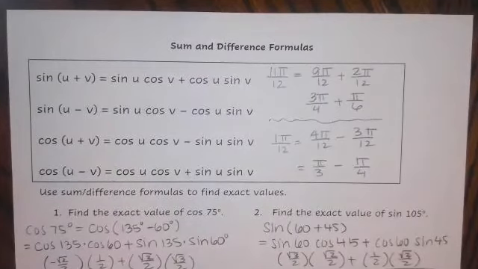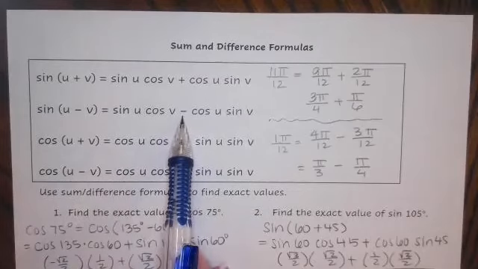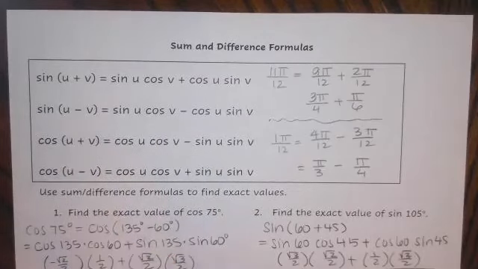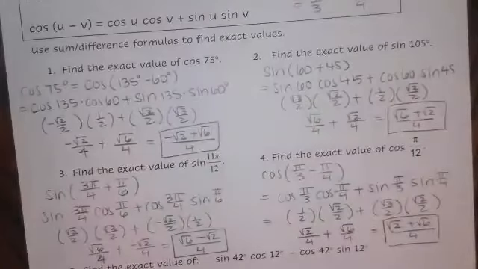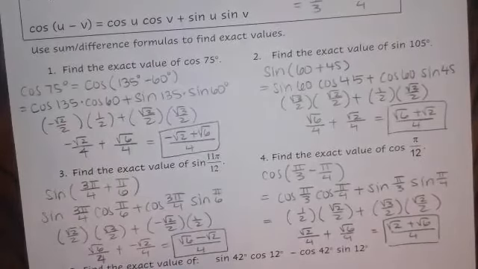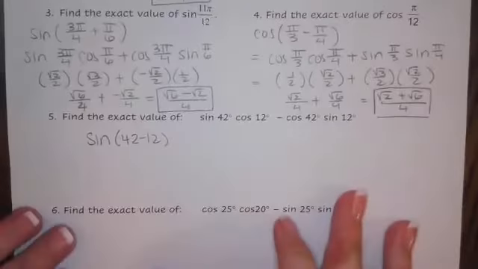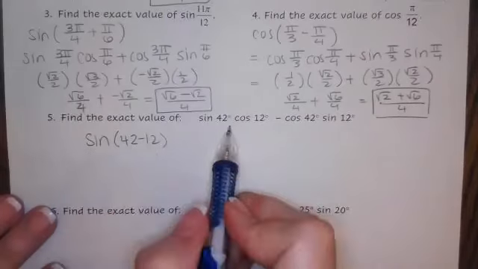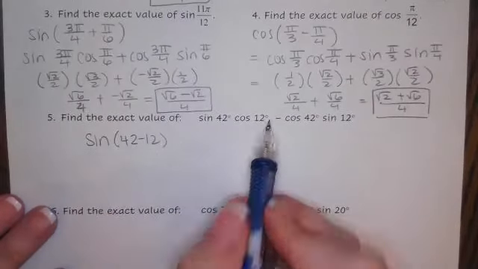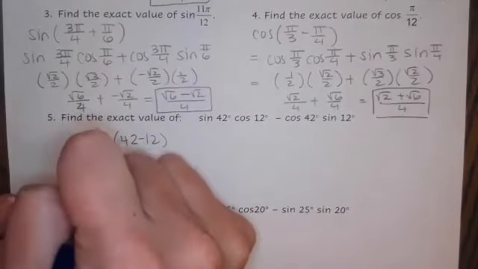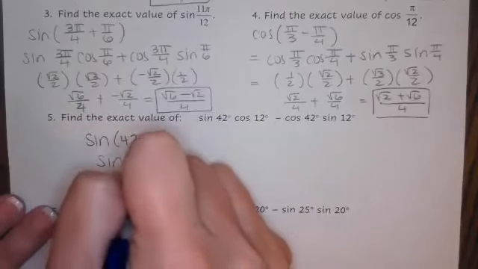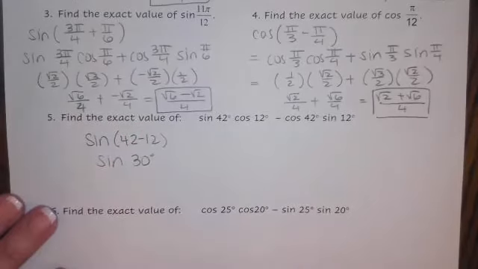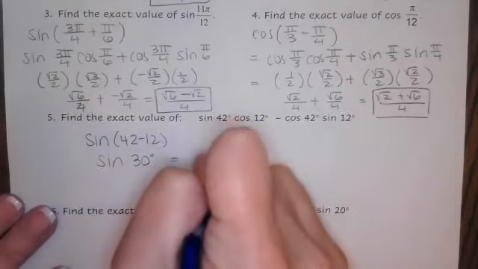So since this one is a sine cosine and separated by a minus, we know it comes from this one right here, sine u minus v. So we would get the sine of 42 minus 12. Since that's my first angle and my second angle there, that gives me the sine of 30 degrees, which is on the unit circle, that is 1/2.